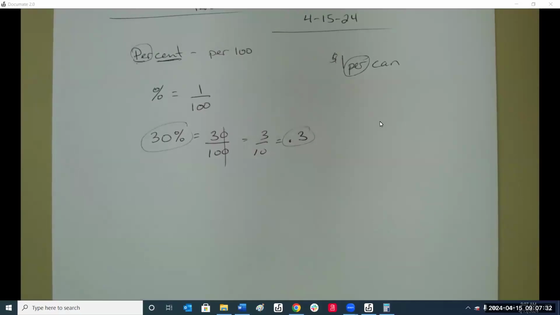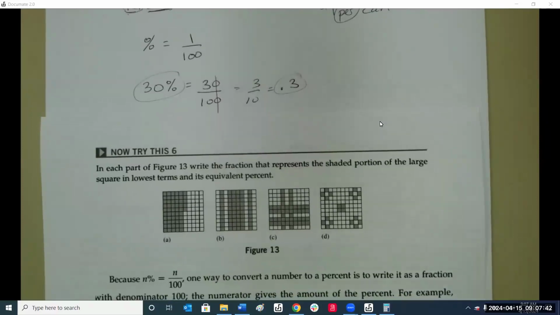Let's see our first example. Look at your sheet I gave y'all. Try this, number 6. How would you write this as a percent? The first one. Well, we should know. There's 10 across, 10 up and down. So since we're dealing with percent, it'd be 100 squares. So how many of them are shaded?